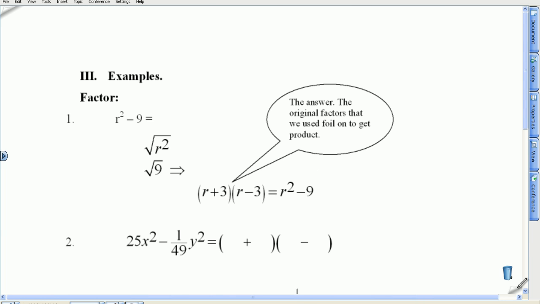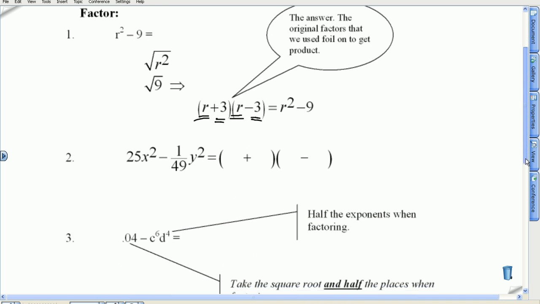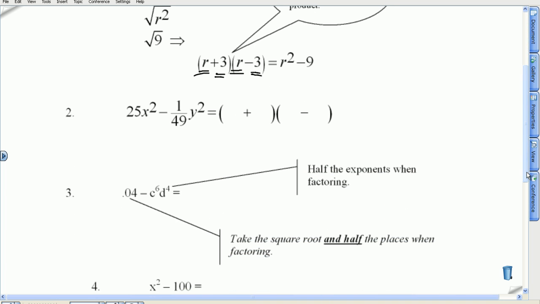So let's do this here. We've got r squared minus 9, and as you can see, our first example's worked out for you. The square root of r squared is r. The square root of 9 is 3. So we put the square root of r squared in the first spots, we put the square root of 9 in the second spots, and then we throw a plus and a minus in there. Example 2: the square root of 25 is 5.